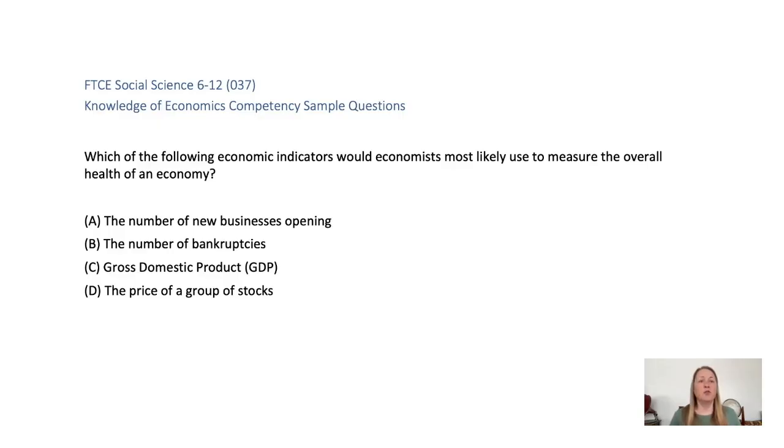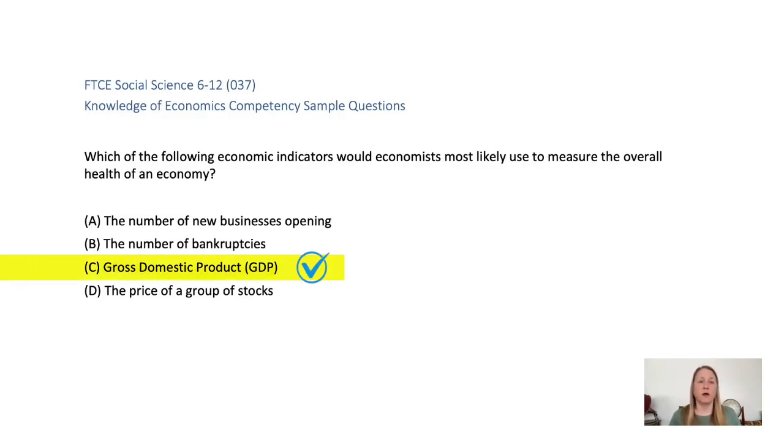A. Number of new businesses is incorrect. Helpful, but too narrow to show the full picture of the economy. B. Number of bankruptcies is incorrect. This shows the economy's struggles, but not the overall health. D. Price of a group of stocks is incorrect. Stock prices reflect part of the economy, but they can rise and fall for many reasons unrelated to total production. The correct answer is C.